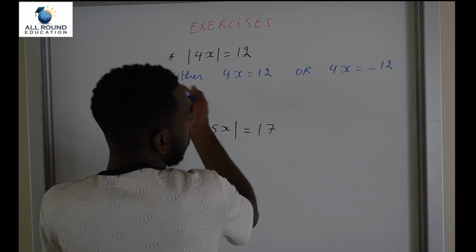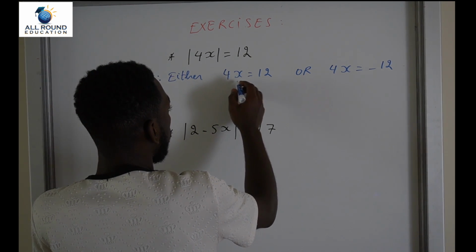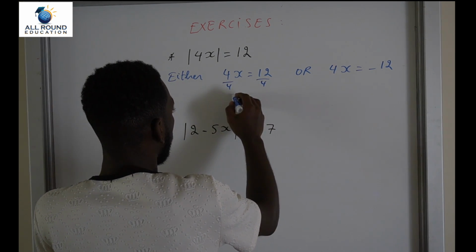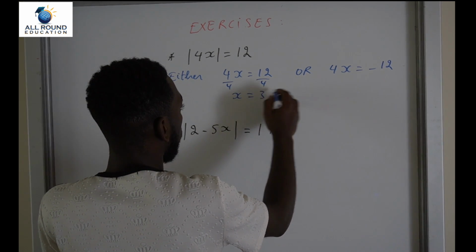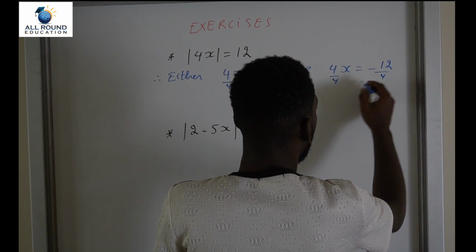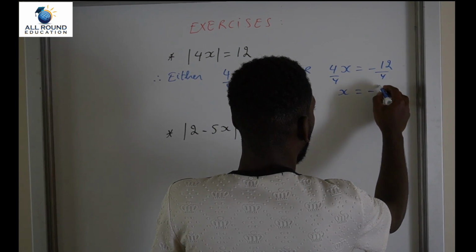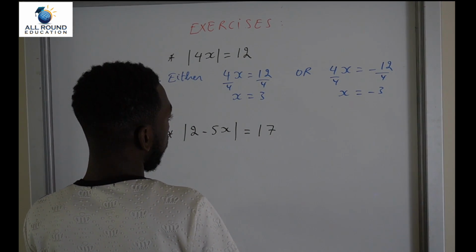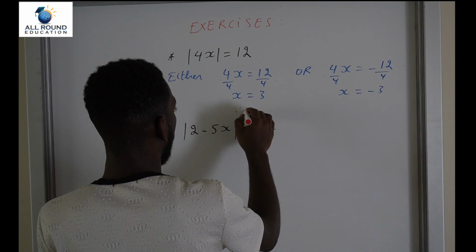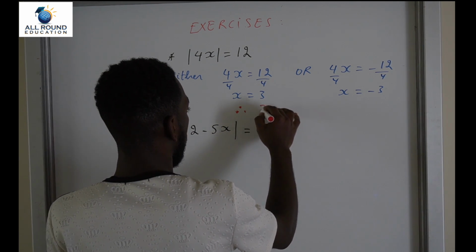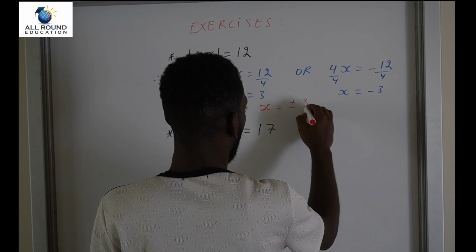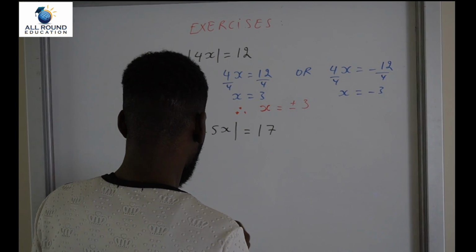Here the way you do it is the same: divide by 4 on both sides. If you divide by 4 on both sides, you get x is equal to 3. On this side, you divide by 4 on both sides and you get x is equal to negative 3. So the solution is x is equal to plus or minus 3. So this is our first solution. Let's look at the second example.